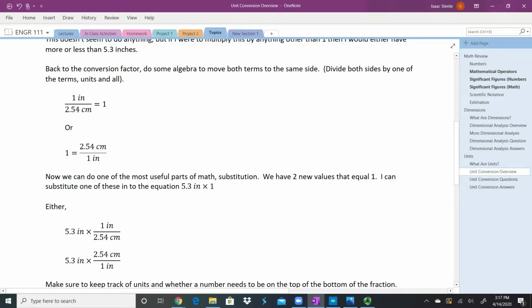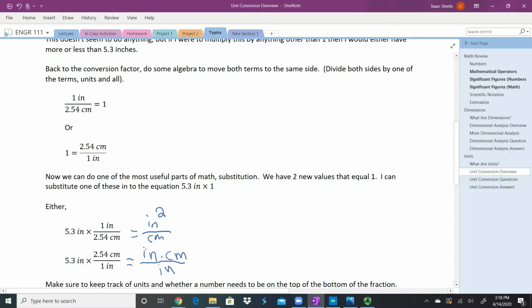If I were to do this here, what I would get is 5.3 inches times 1 inch. I'd end up with inches squared on the top. And if I were to do the same thing on the bottom, I would have centimeters on the bottom. So for this first one, I'd have inches squared over centimeters. If I were to do this bottom one, I would have inches times centimeters over inches.